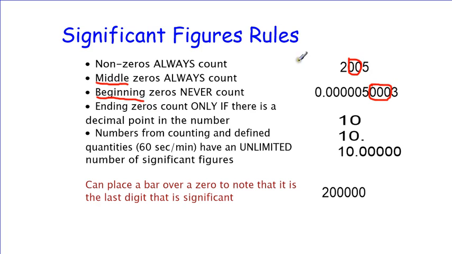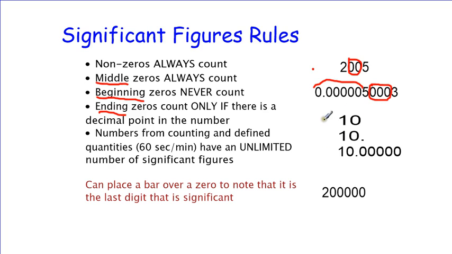Zeros at the beginning of a number are never significant, so the 0.00000, all of those zeros are considered beginning zeros, and they are not significant. They are important, and you do need to write them down, but they do not count as significant figures. Ending zeros are the tricky ones. Ending zeros will count, but only if there is a decimal point somewhere in the number.